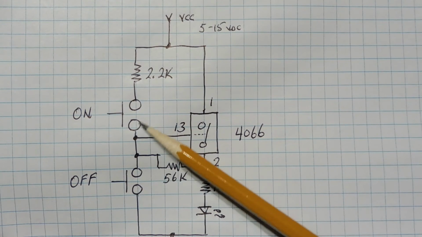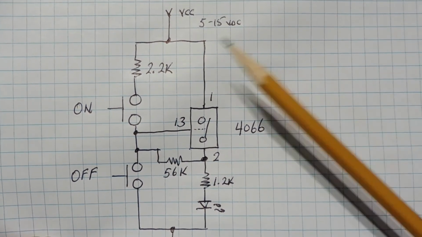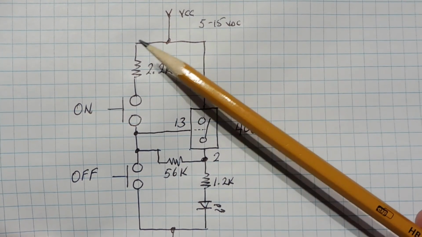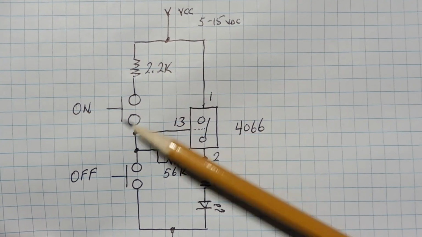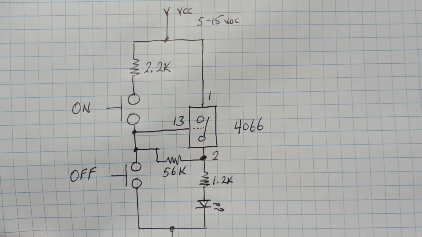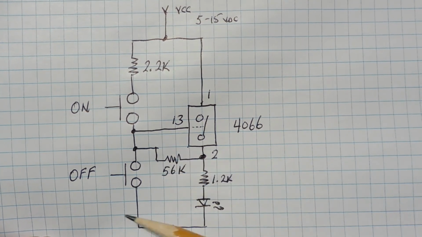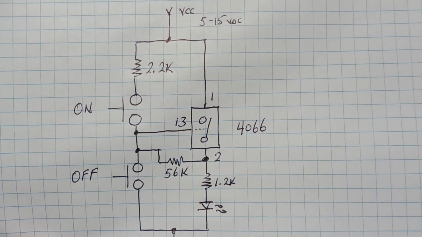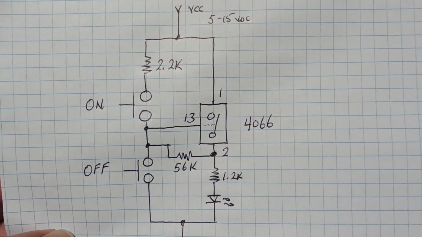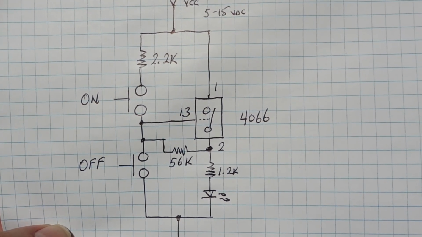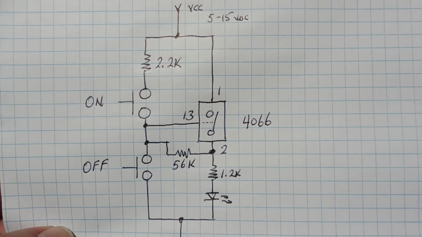Now if you press the on and off button at the same time, without this resistor here, we would have a short, so we put a 2.2K resistor in here, so if you press them both at the same time, we won't short out the power supply. But the off button will also pull down pin 13 and keep the circuit off. So that's the circuit there. So that's a little example of how a 4066 digital controlled switch works.